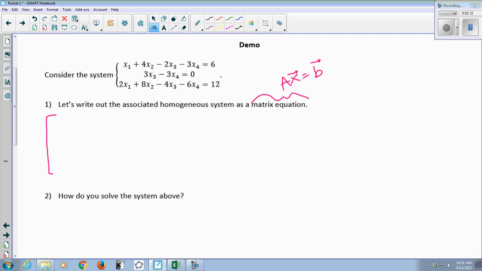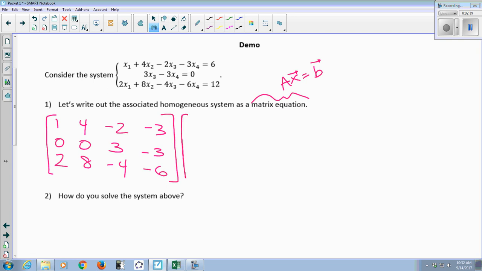So you start with a coefficient matrix. My x1 coefficients are 1, 0, 2. My x2 coefficients are 4, 0, 8. And x3 would be -2, 3, -4. And x4, I've got -3, -3, -6. That's my coefficient matrix A. And then my vector of unknowns is going to be x1, x2, x3, x4.